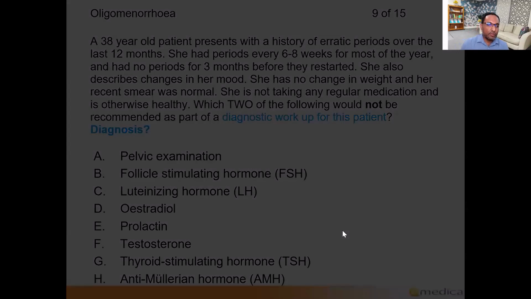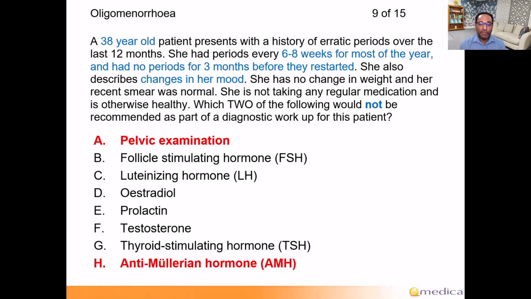Okay, so which 2 would not be recommended? If we look at the guideline, the 2 that would not be recommended: pelvic examination is not recommended, and AMH testing is not recommended. Now, most people pick AMH, but a lot of people, for their second option, pick one of the other ones. If you've got 1 right and 1 wrong, you don't get anything. There are no half marks in the AKT.